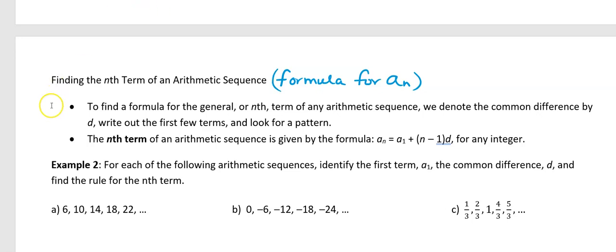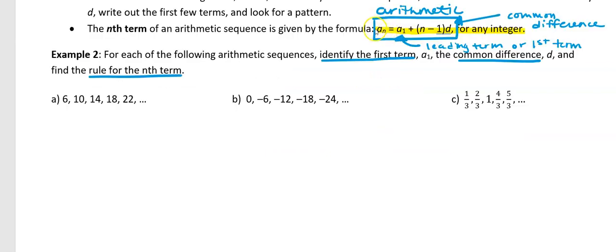To find the formula for the general nth term of any arithmetic sequence, we can denote the common difference by d and write out the first few terms to look for a pattern. After you find that pattern, the nth term of the arithmetic sequence is given by this formula: a sub n equals a sub 1, which is the leading term, the first term in your sequence, plus the product of n minus 1 times your common difference. Now remember, the common difference is the amount that you're adding or subtracting to get to the next term. So this is the general formula for the arithmetic sequence.